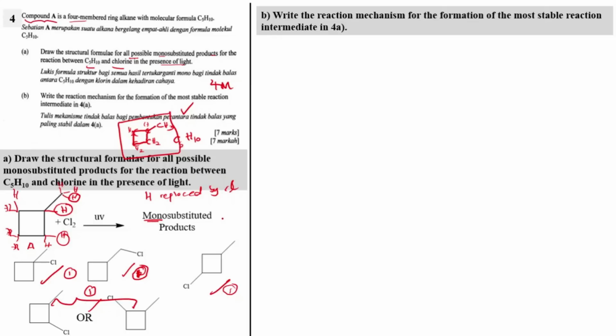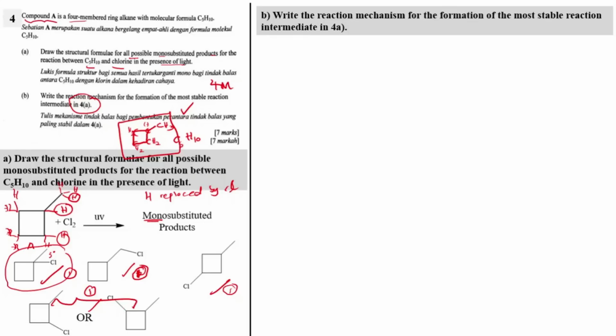Then we're going to do question B. Write the reaction mechanism for the formation of the most stable reaction intermediate in 4A. So which one of these will be the most stable? The answer is the first one, because it is a tertiary haloalkane, and it is also going to produce a tertiary free radical, which is the most stable, in order to produce the tertiary haloalkane. This one is primary, secondary, secondary, and secondary haloalkane.